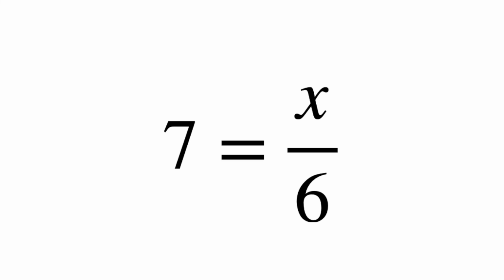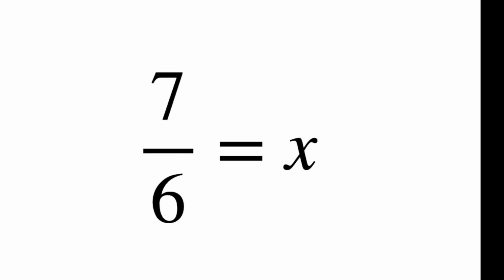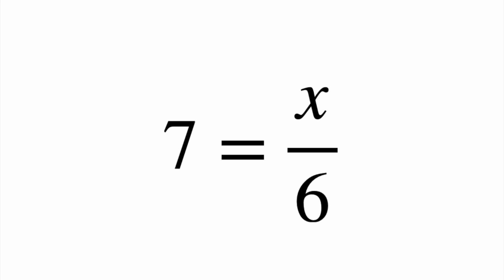Algebra has those same kinds of rules. If you have an equation like 7 equals x over 6, then you want to get the x on the right all by itself. But you can't just move the 1/6 over to the other side like this. 7 over 6 equals x. You have to use certain rules of algebra.